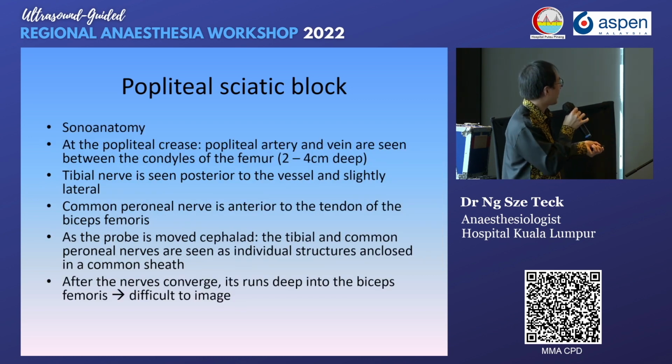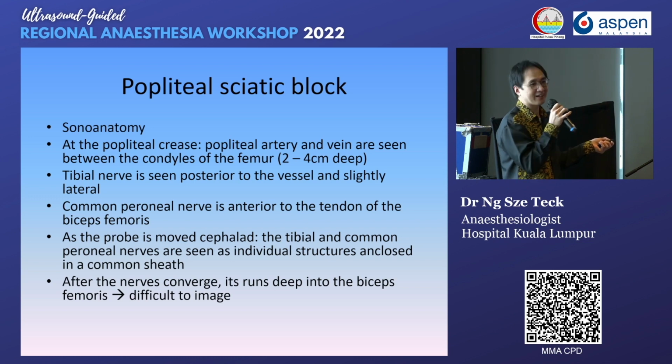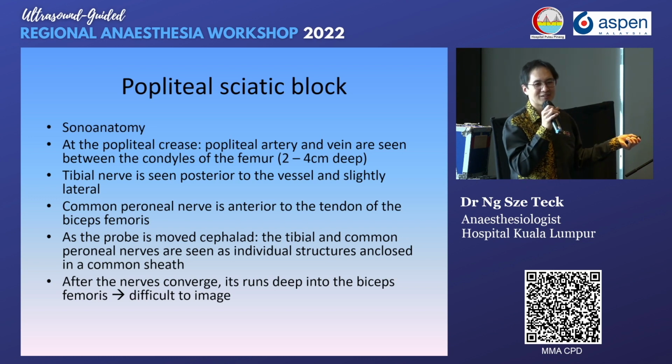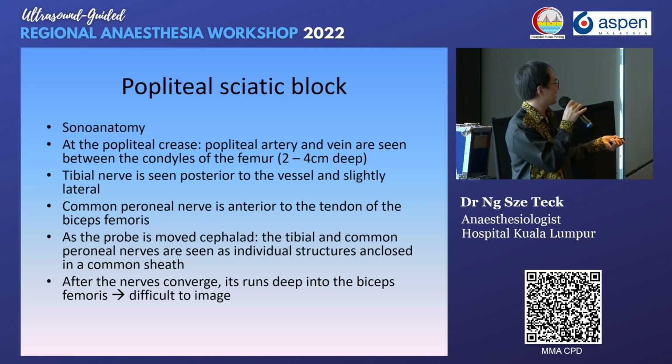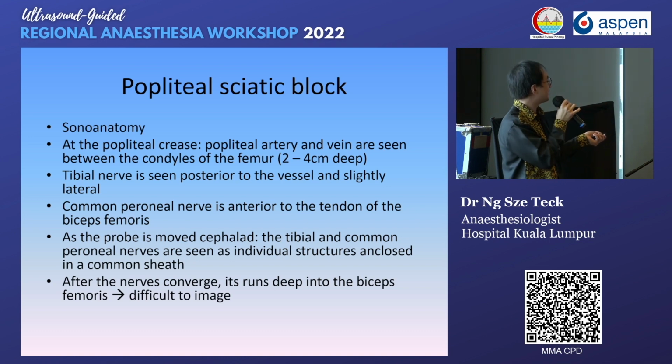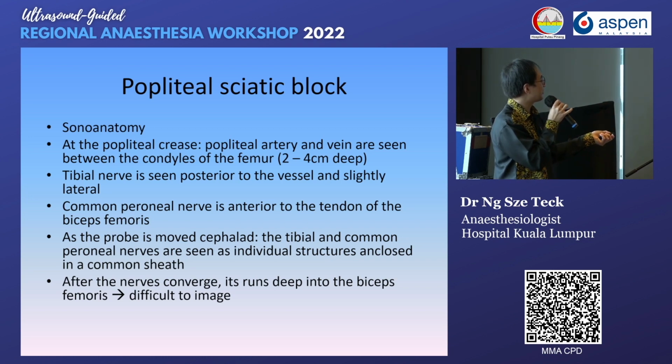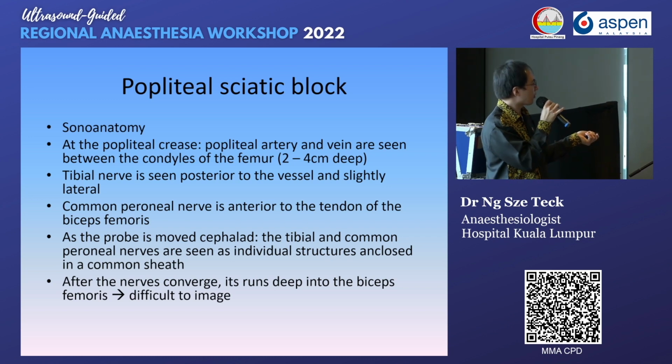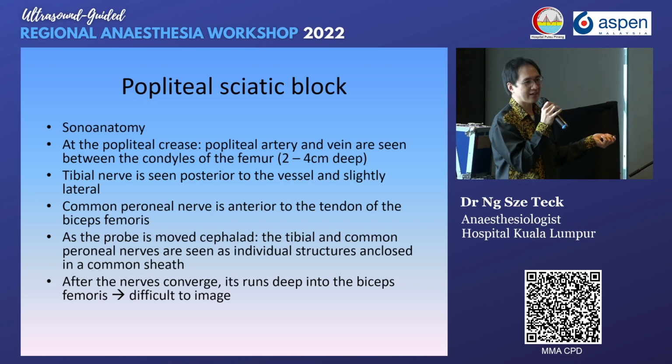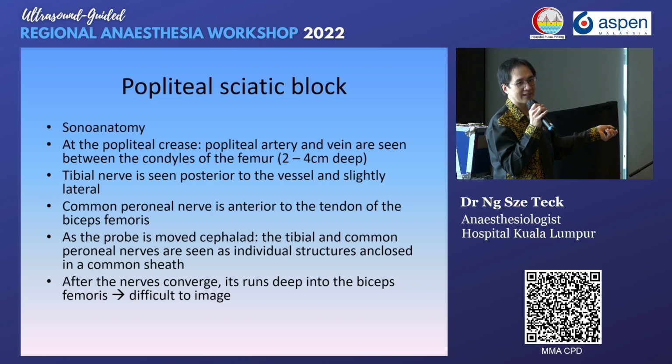So first of all, you place your probe at the popliteal crease. To identify, an easy target is the popliteal artery, the popliteal vessel. You can see it between the condyles of the femur. And usually the tibial nerve is easily identified, posterior to the vessel and slightly lateral. So the common peroneal nerve is a bit more lateral, and because it's smaller and it's anterior to the tendon of biceps femoris, at this level usually the tibial nerve is easier to identify.